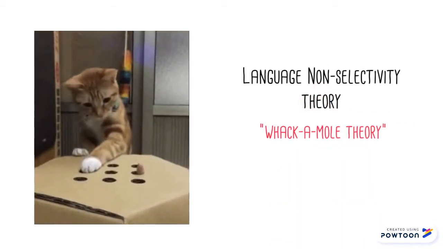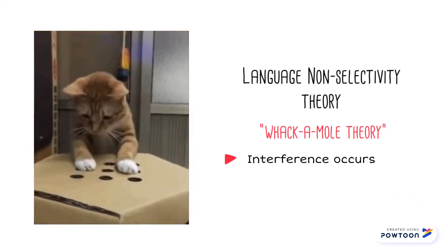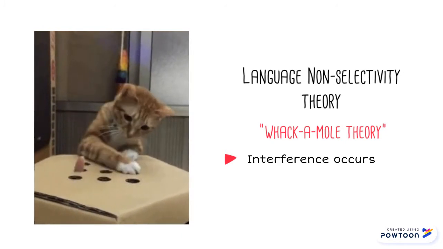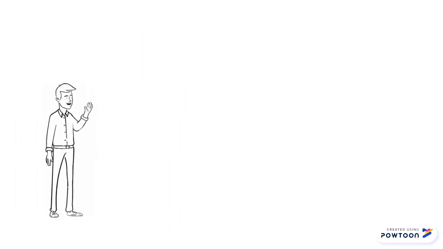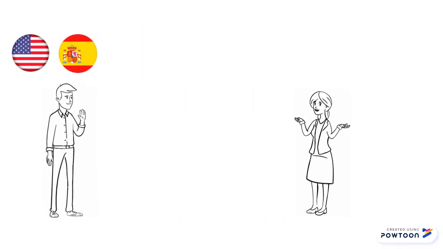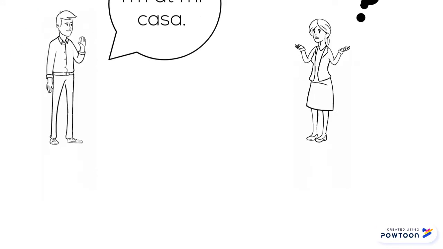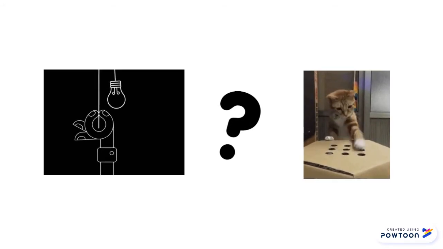The second theory is called language non-selectivity, or the whack-a-mole theory. This theory predicts that multilinguals will experience interference when speaking. Interference is when someone is speaking in one language and unintentionally says a word or a phrase in a different language from which they are speaking. For example, an English and Spanish bilingual, while trying to say "I'm at my house," may say instead "I'm at mi casa."